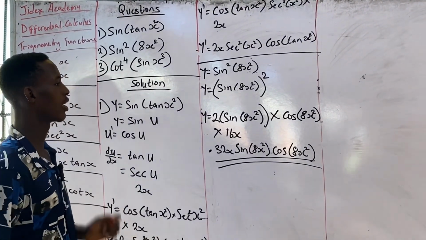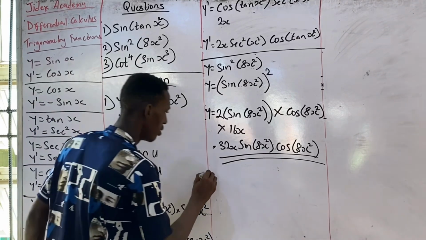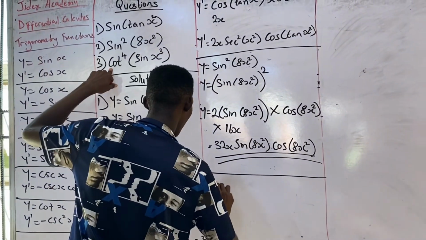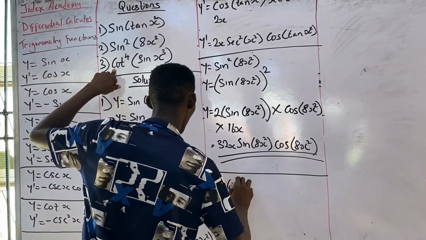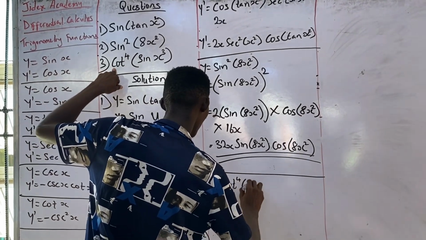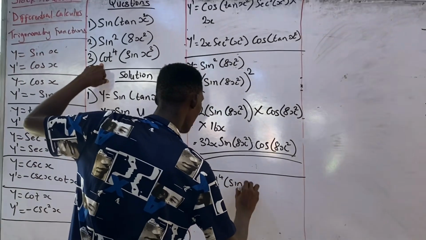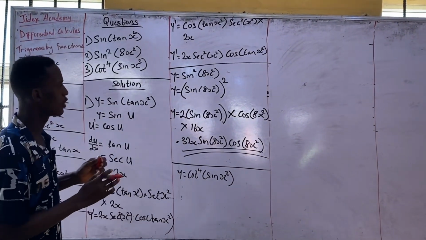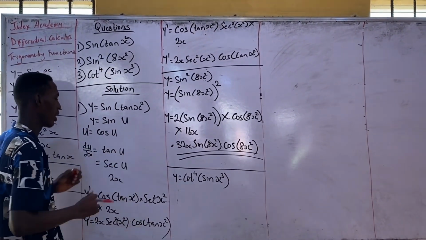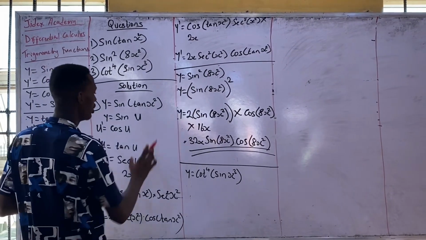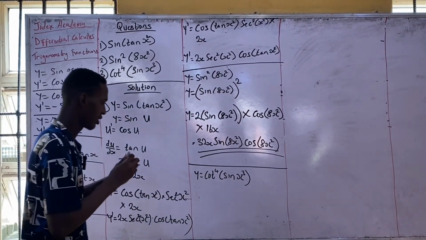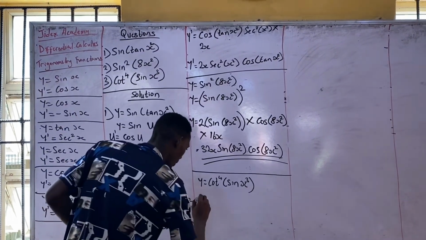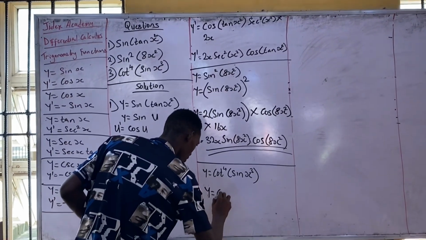Now we move to the final question. So this is our final question, which says that our y is equal to what? Cos to the power of 4 sine x to the power of 3. Now, if you guys have been paying attention to what I did in these two, then you will see that this third question is not as hard as it seems. Which means you can always rewrite this also as what?